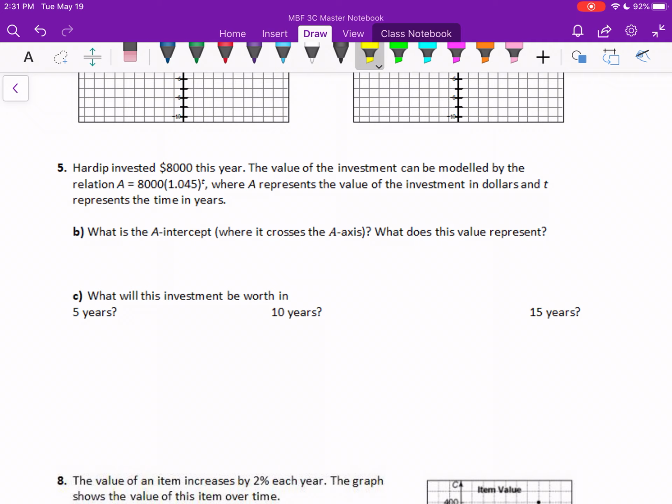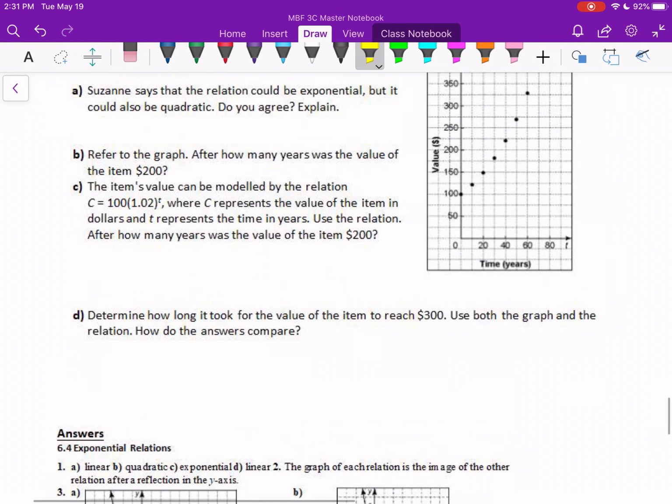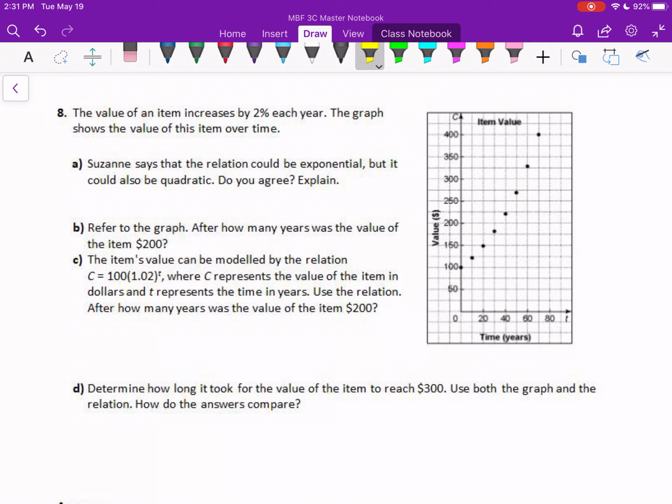Here's one where we fill in the values. Just use the equation, fill it in. Not a big deal. And then another word problem. So again, we're just tying things together for exponential.